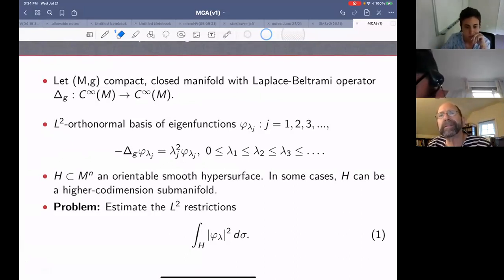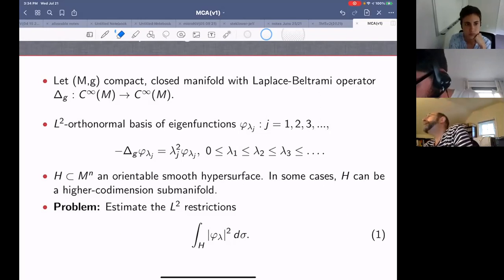So the basic problem is this: I have a compact closed Riemannian manifold. Again, I can allow boundaries for much of what I'm going to say, but let's just fix things for the moment. I take Laplace eigenfunctions. My eigenvalues are lambda j squared, so lambda j is 1 over h. I take an orientable smooth hypersurface. In some cases, H can be higher codimension, but for most of what I say, we'll just take codimension 1. And the basic problem is, okay, estimate the L2 integrals of the eigenfunctions restricted to H. D sigma here is just the natural induced measure on the hypersurface, right?